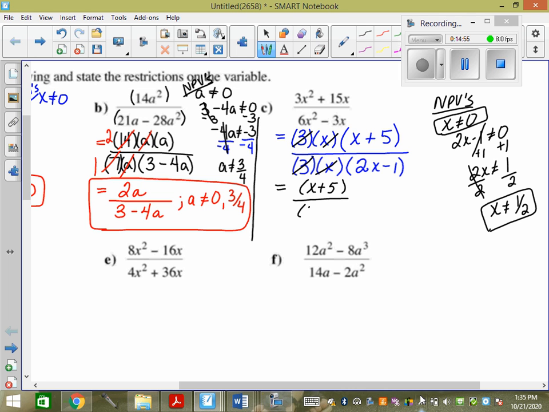Do I need to write them in brackets like this for the answer? No. But it's not wrong if you do it.